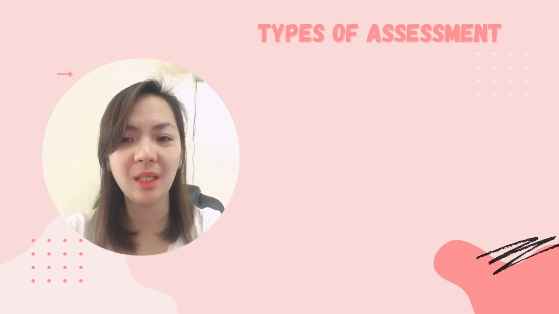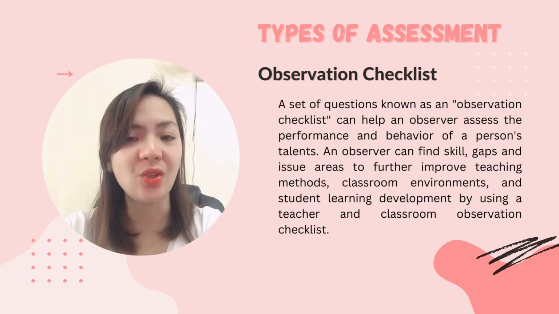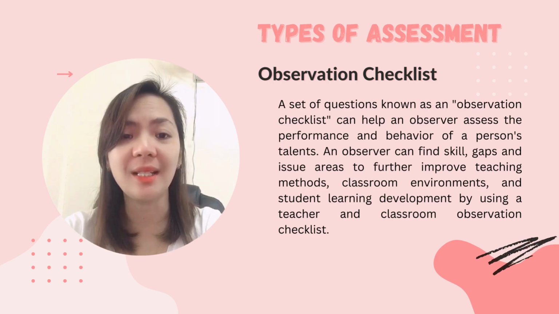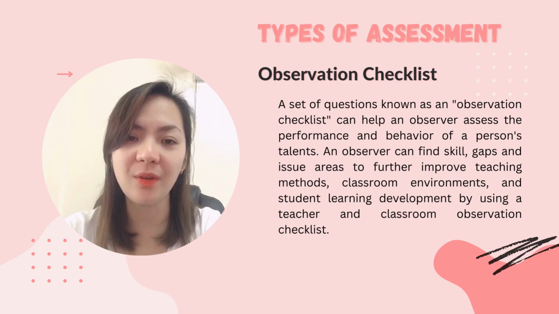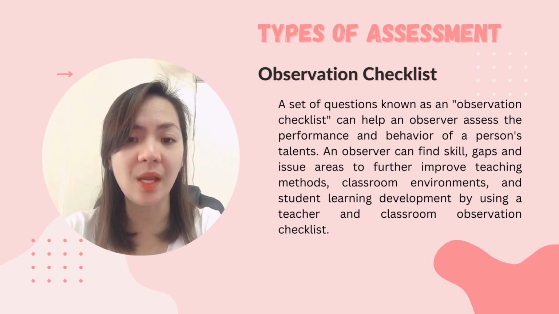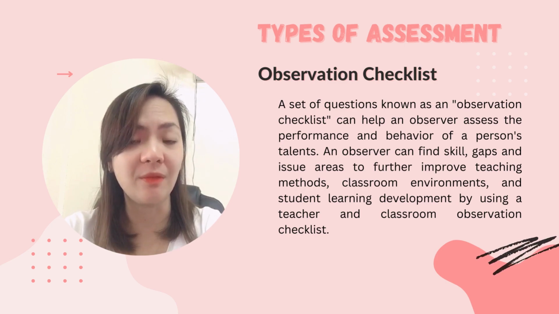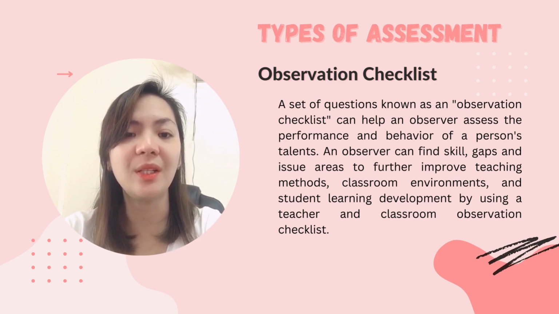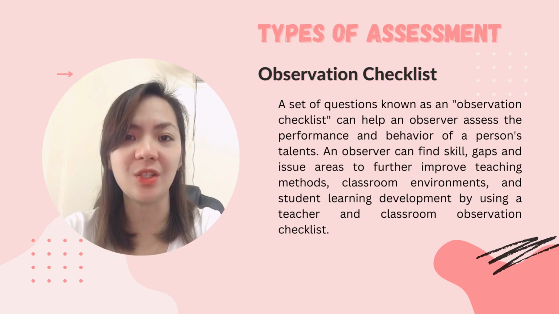Number 1, observation checklist. A set of questions known as an observation checklist can help an observer assess the performance and behavior of a person's talents. An observer can find skill gaps and problem areas to further improve teaching methods, classroom environments, and student learning development by using a teacher and classroom observation checklist.